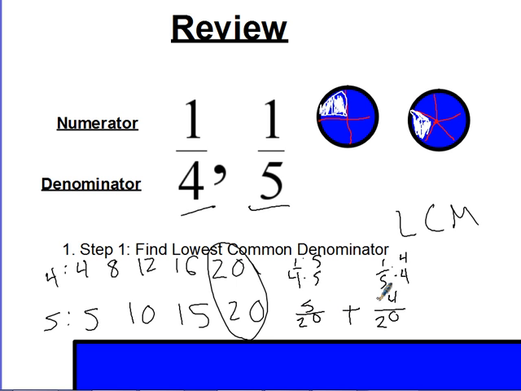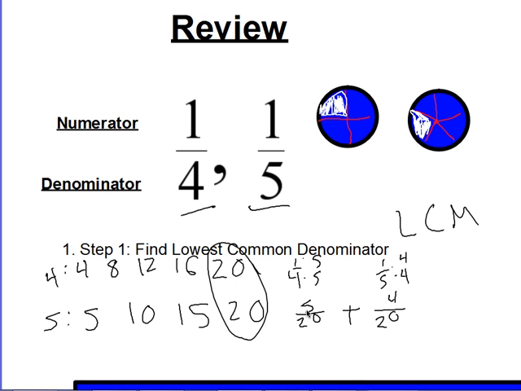So I'm just going to add up our numerators. 5 plus 4 is equal to 9. And we don't add up the denominators together. It stays the same. So, just to review, that is how we're going to be adding fractions.